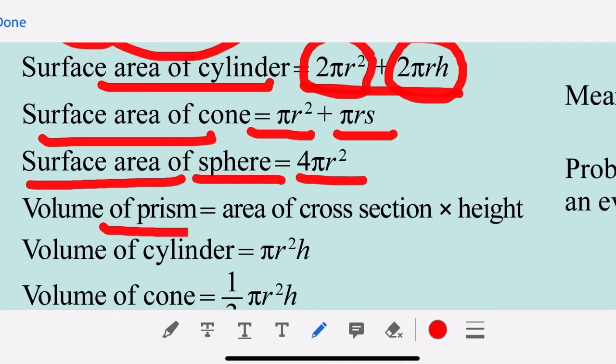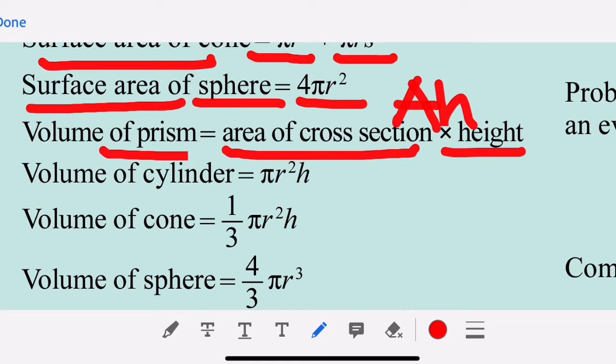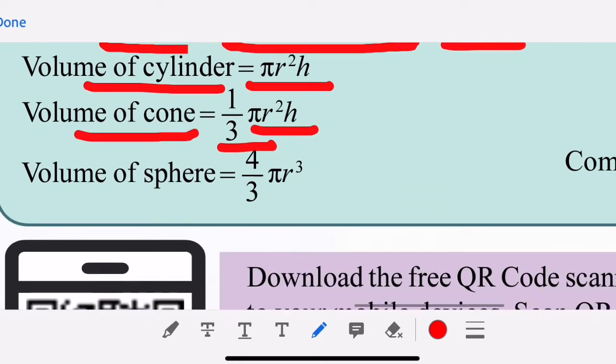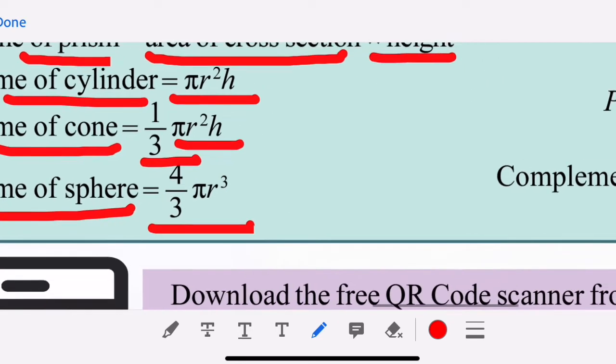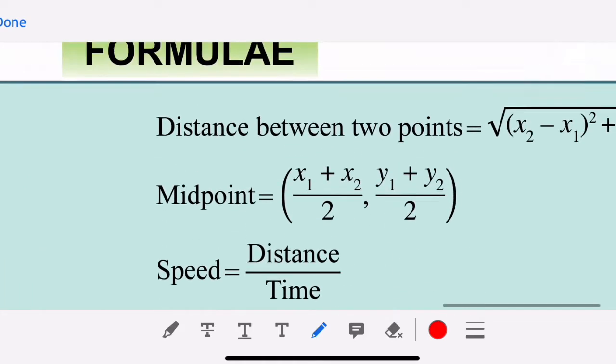Volume of prism is area of the cross section times the height. Okay, A times H. And then volume of cylinder is pi r squared H. Volume of the cone is 1/3 pi r squared H. And volume of the sphere is 4 over 3 pi r cubed. Right, let's see for the Form 2.